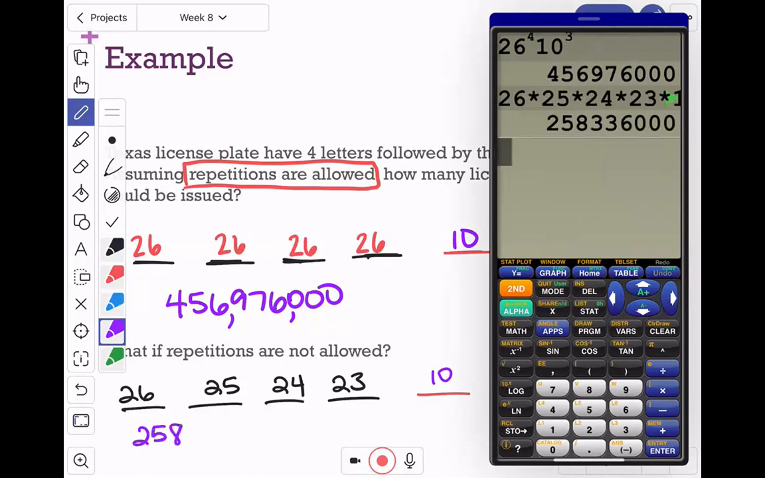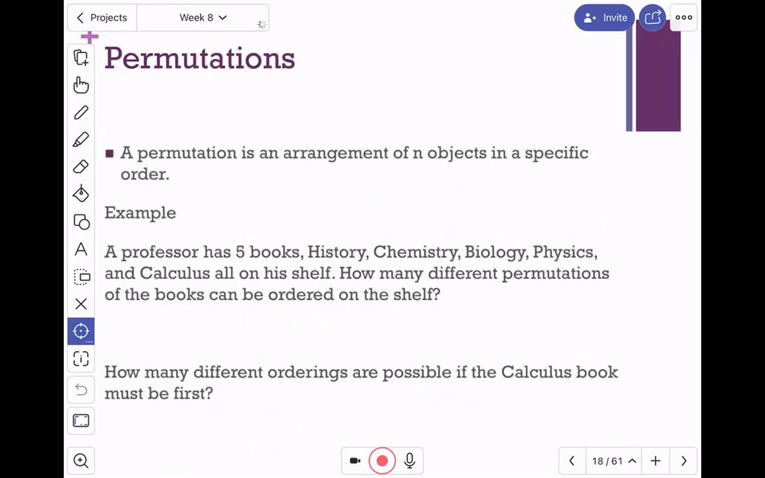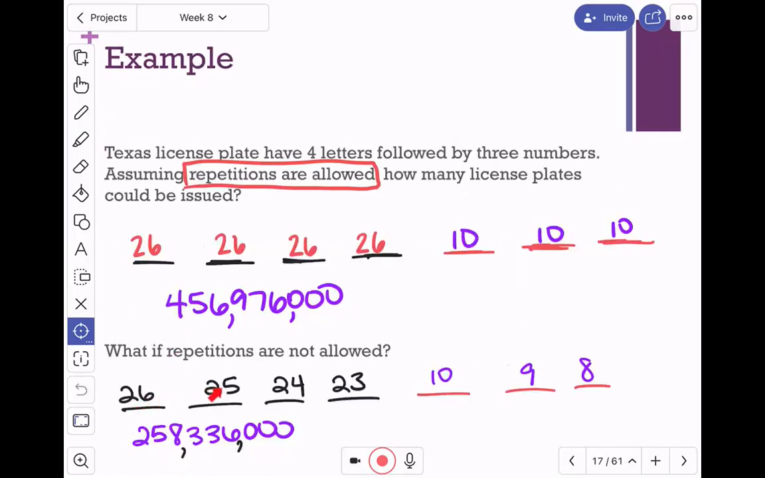Here I get 258,336,000 license plates. Notice that when repetitions are not allowed, though, you get a reduced number. Now, this is going to lead us to a concept. It's going to lead us to the permutation.